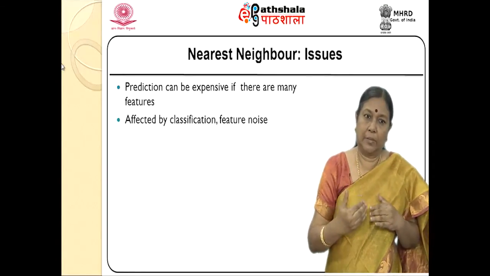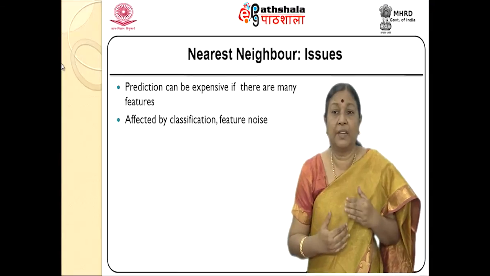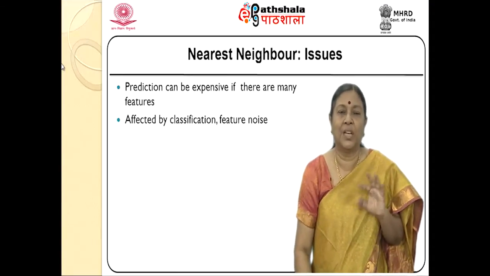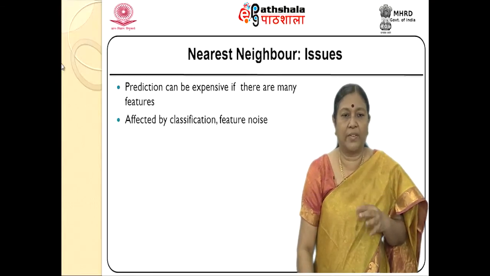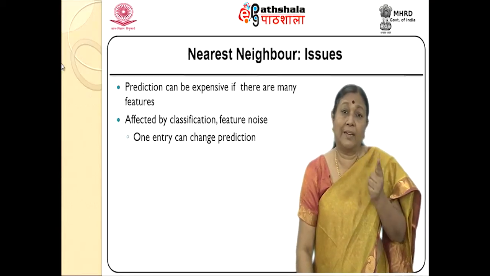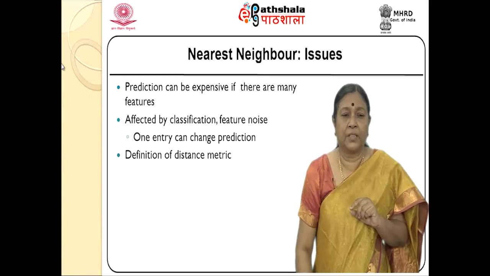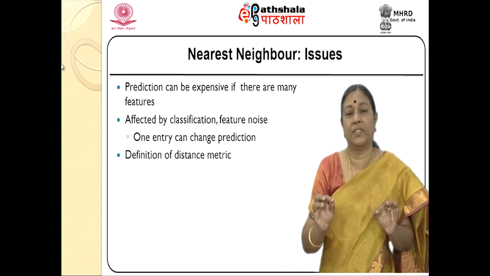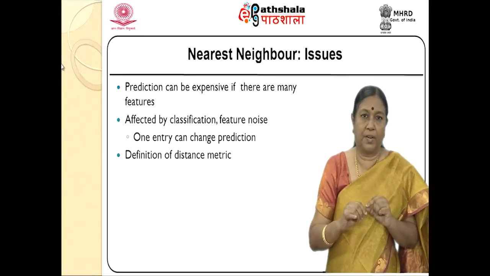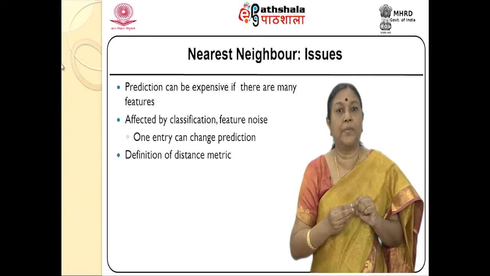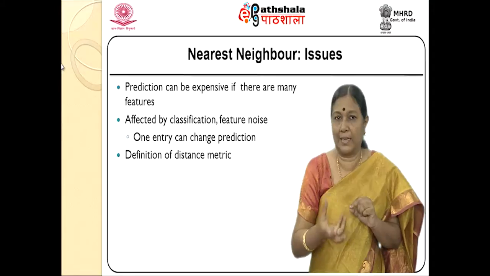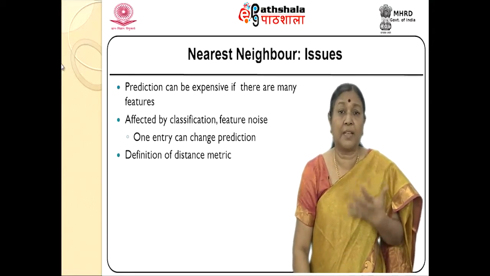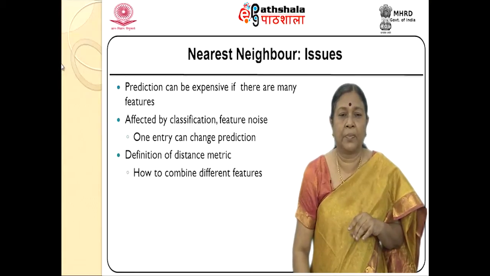And what is affected in the classification? If you have feature noise, that is, there are some features that do not give you actual values in the input instances, then you have a problem. One entry itself can change the prediction. Another issue is the definition of the distance metric, which is very important. In the previous example we used normalized square distance. You can have different distance metrics, and this affects the classification accuracy.